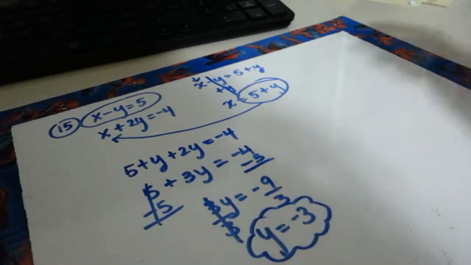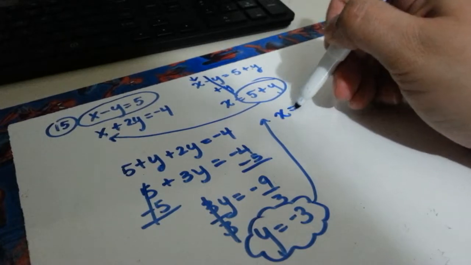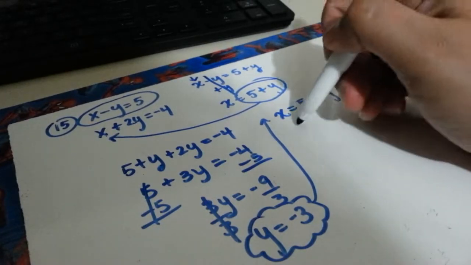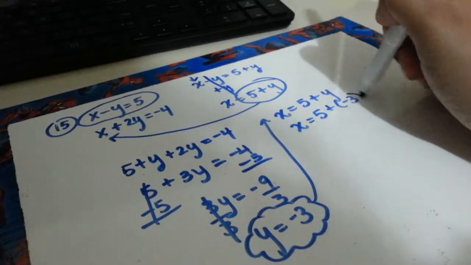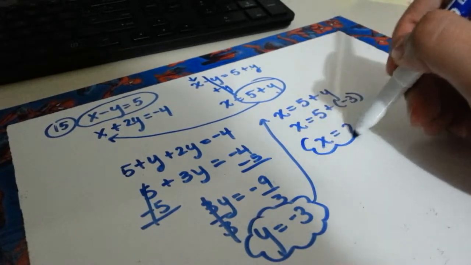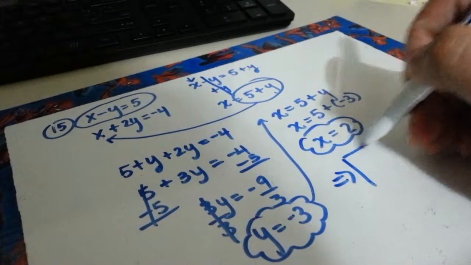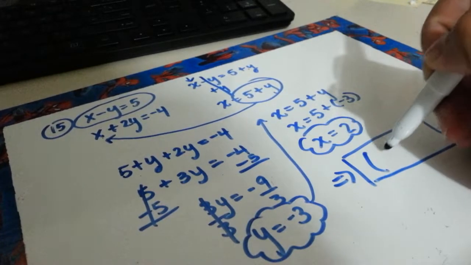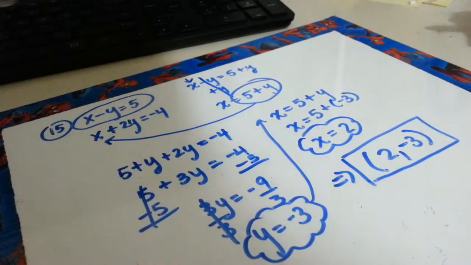Right, this is the y value. I need the x value. Well, I'm going to use it on this one. Because I know x equals 5 plus y, but I already know y. This is 5 plus a negative 3. That means x equals 2. It's 5 minus 3. And this is the answer. So the solution that you report is the x value 2 and the y value negative 3. These two lines intersect at this point.